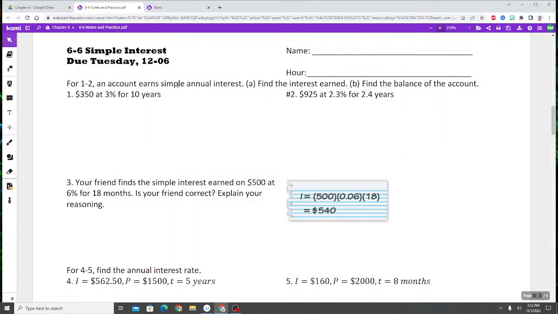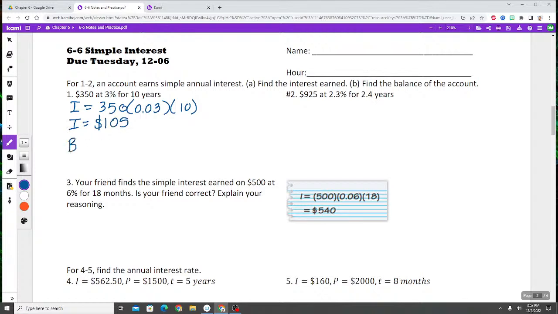Okay, so we're looking at an account that earns simple annual interest. Find the interest earned, find the balance of the account. So that means we're looking at interest equals 350 times 0.03 for 10 years. After typing in the calculator, the interest is $105. The balance is 350 plus 105, which gives us $455.